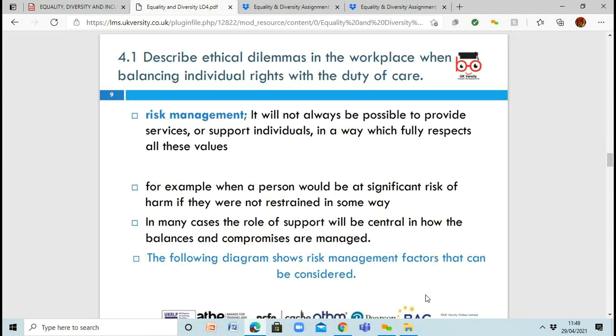Then we've got risk management. It's not always possible to give the services that people need or to support them in a way that might fully respect their values. There are some times where risks have to be considered, and you've got to manage those risks. For example, a person might be at significant risk of harm if they were not restrained. You might have a person who might harm themselves or harm others. Do you let them just sit there loosely, or are you going to restrain them?